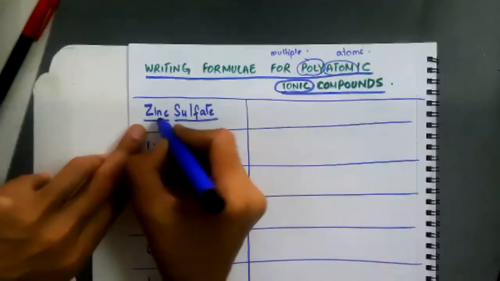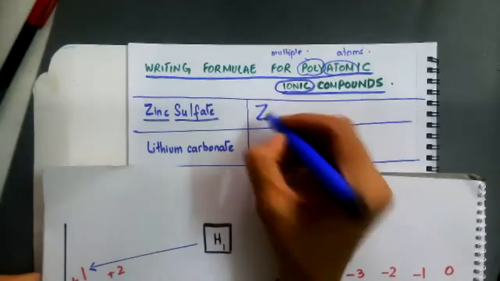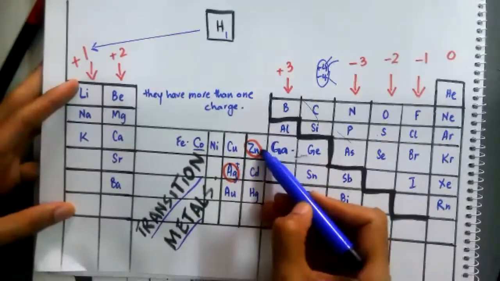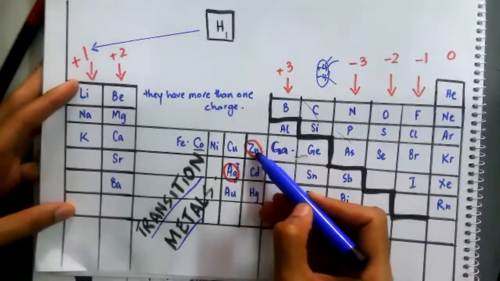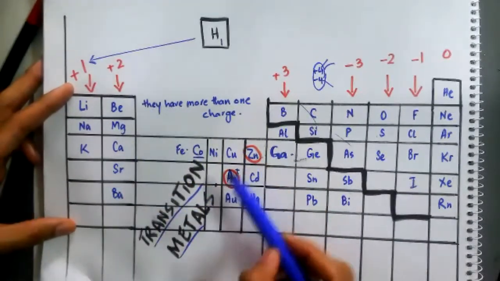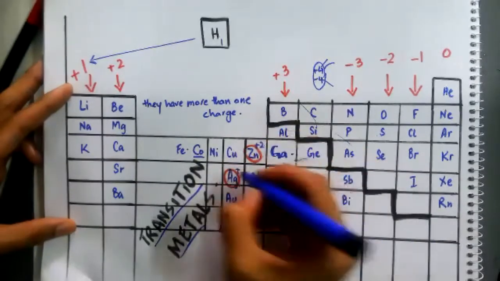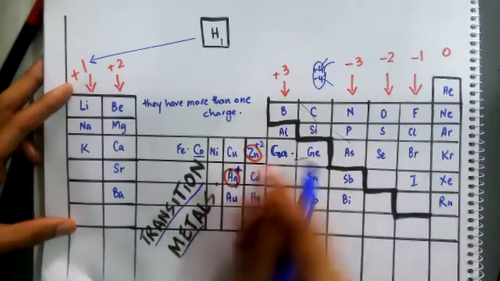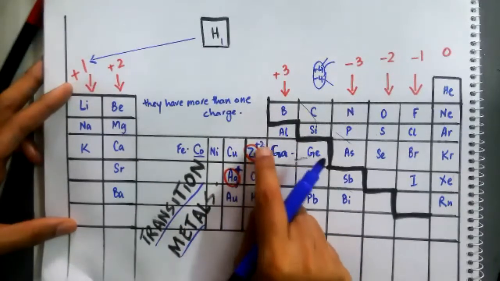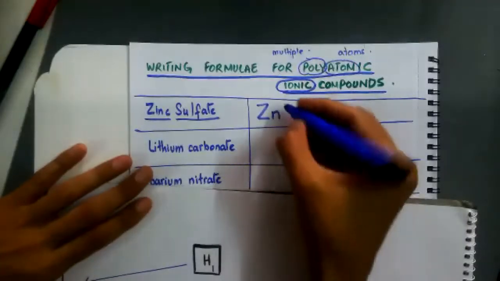So zinc is a transition metal, so its symbol is capital Z, small n. Remember that this was an exception, that's why I have circled it with red marker, because all the transition metals have more than one charge ion except for silver and zinc. Zinc has always +2, I'm writing it here so that you can remember, and silver has always +1. So zinc has +2.